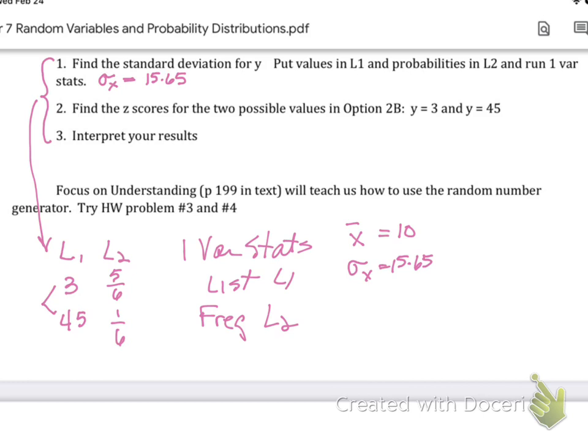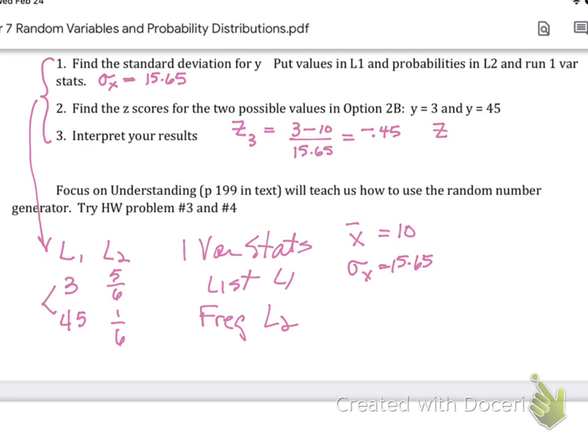Okay, so now they say find the z-scores for the two possible options. So let's find our z-scores. So remember, to find the z-score for 3, you're going to take your x, which is the 3, minus your mu, which is the mean, which is the 10, over the standard deviation, which is the 15.65, and you should be getting negative 0.45. That means that that's below the mean, and that's correct.